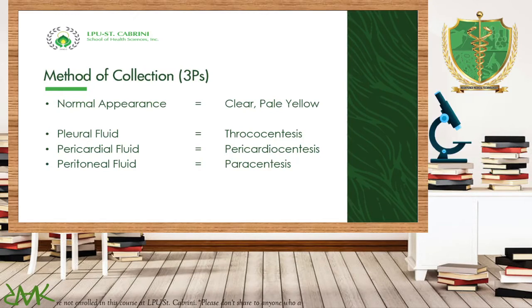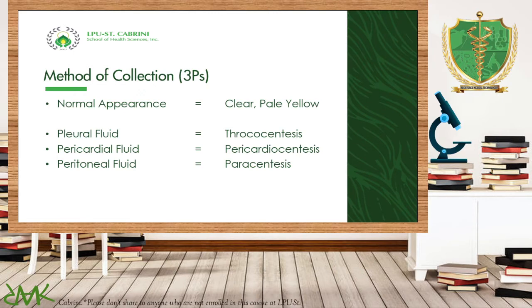Now, what are the three methods of collection? Again, take note that the normal appearance of your serous fluid is clear to pale yellow. Pleural fluid is thoracentesis, pericardial fluid is pericardiocentesis, and peritoneal fluid is paracentesis. Remember guys, peritoneal fluid is also known as ascites.